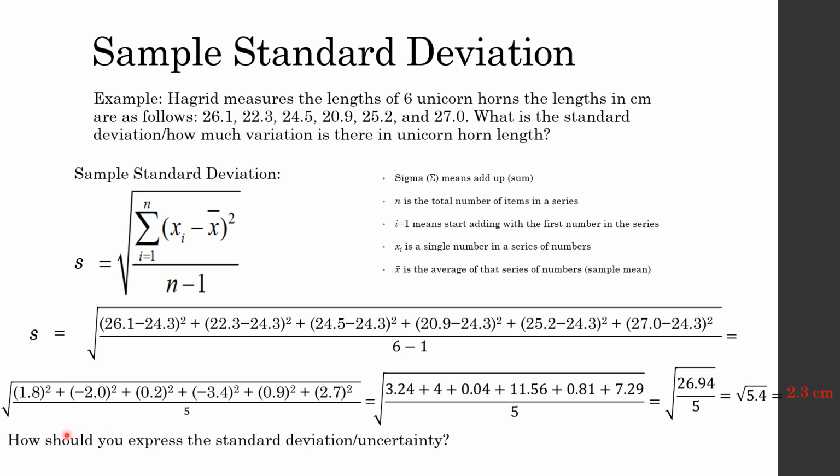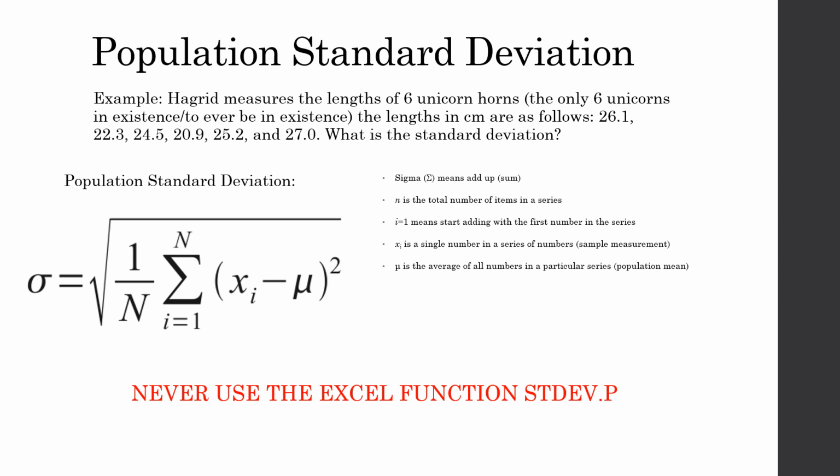And so if we want to figure out how we would express the standard deviation, or uncertainty, in standard form, this is how you would do that, right? You would take your average plus or minus your sample standard deviation. Okay, so 24.3 was our average, plus or minus, we just calculated our sample standard deviation, that's 2.3, and the unit is centimeters. Sorry to harp on this again, but I cannot say this enough.